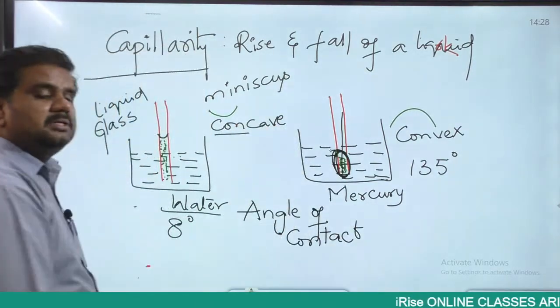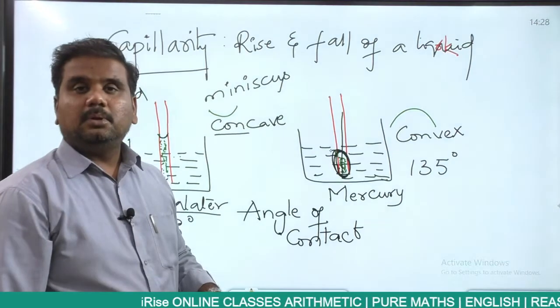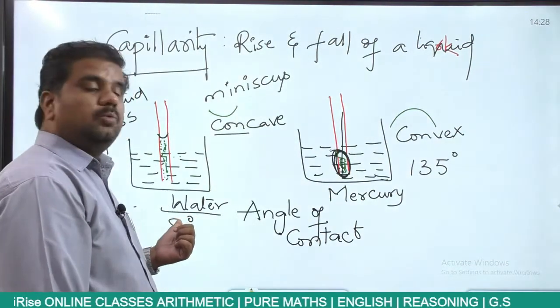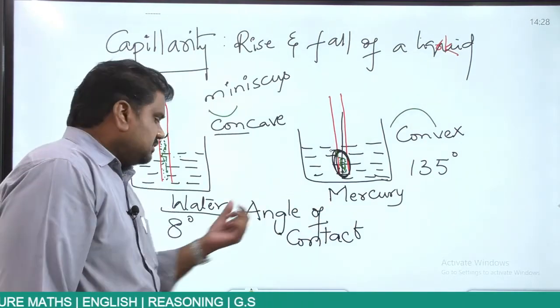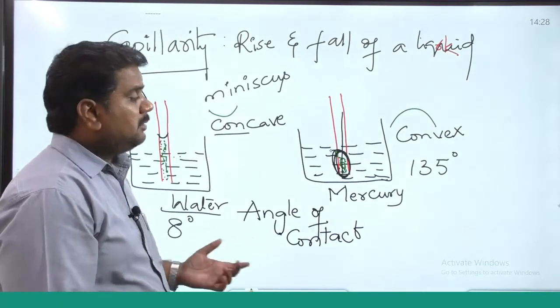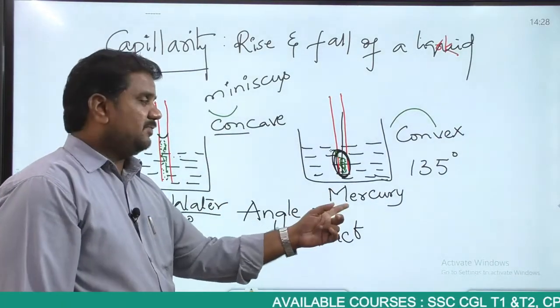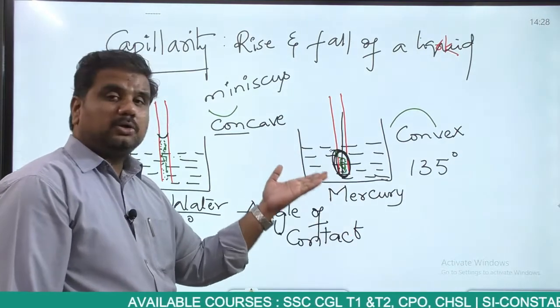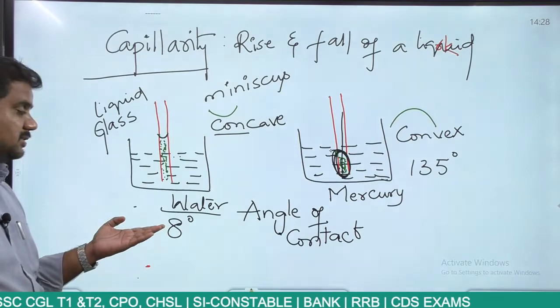Now, this is one of the reasons why mercury is used in thermometers. In thermometers, we are not using water, we are using only mercury. Right? Water also exists in the liquid state and will also expand on heating, but you are not preferring water, you are taking only mercury. One of the reasons is that mercury will not stick to glass, whereas water will stick to glass.